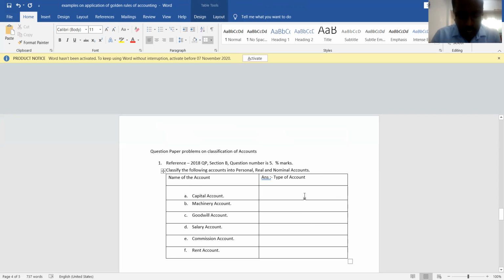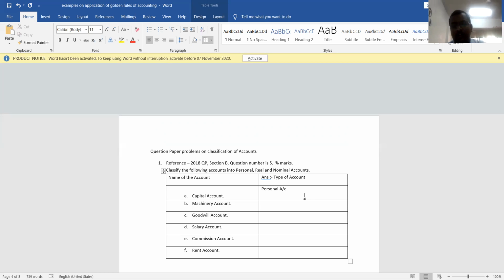Here, first one is capital account. Capital account is which account? What is capital? Capital is nothing but money invested by the owner into the business. Understood? So capital account always represents the owner. So it is which account? It is a representative personal account. Right now, no need to bother about further classification of these accounts. You should know exactly which one is personal account, which one is real account, and nominal account. So here capital account represents the owner, so it is a personal account.